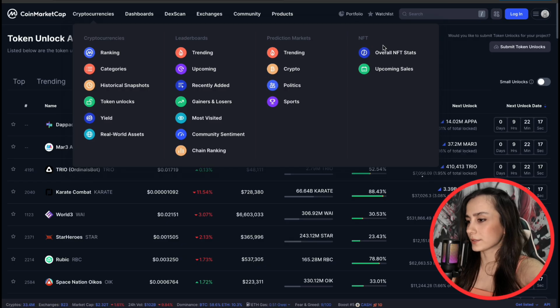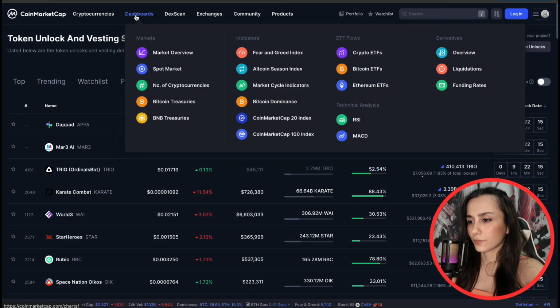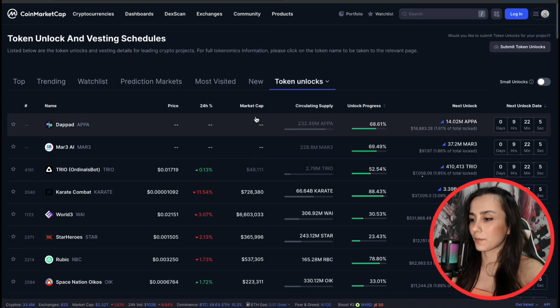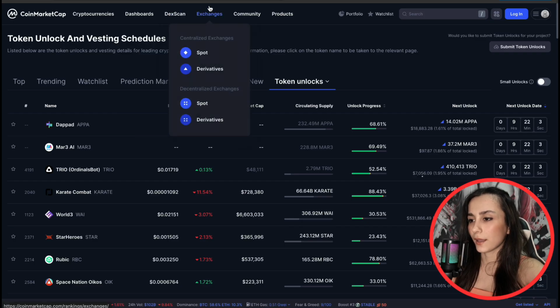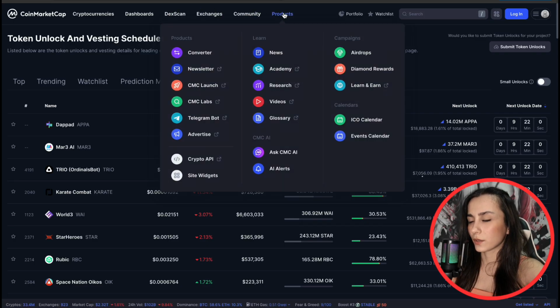And what else? You can see Bitcoin dominance. You can follow it up. It's also an important part. You can see some index over there. And on products, you can follow airdrops. If you're interested, you can follow ICOs, and you can follow event calendars as well.